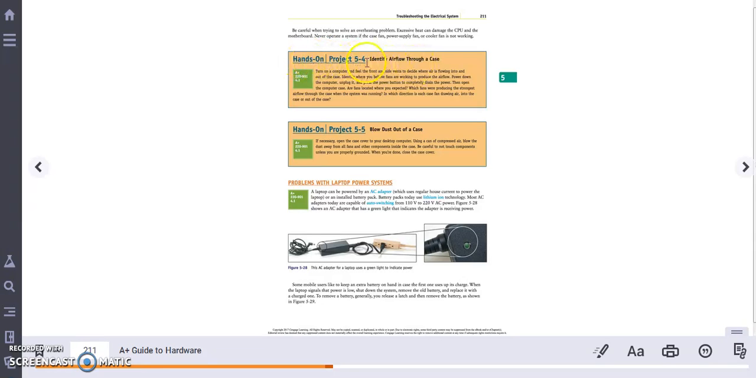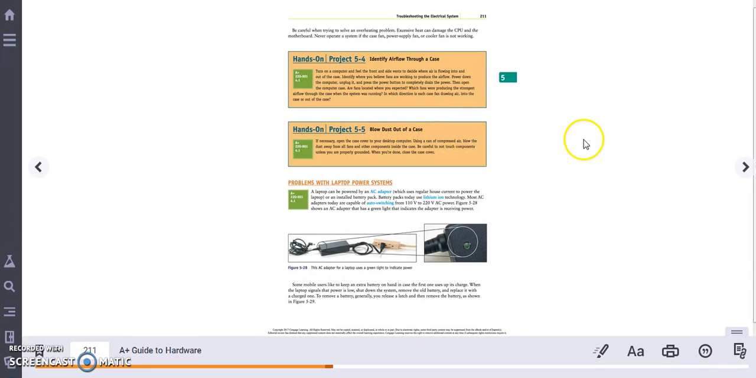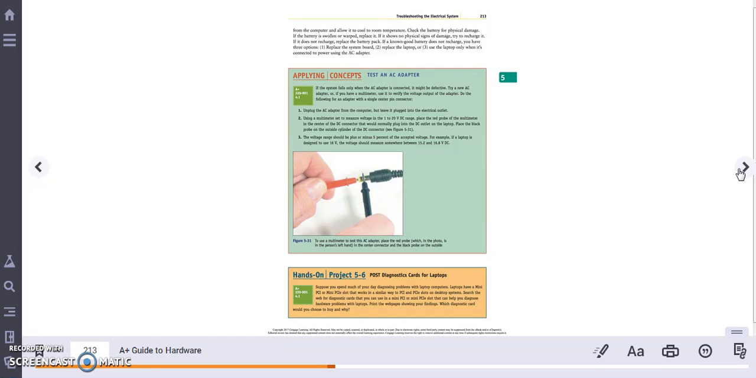Hands-on Project 5-4, identifying the airflow through a case. Hands-on Project 5-5 talks about blowing the dust out of a case. Very dirty. We don't like it. It's one of the few uses for canned air, in my opinion. Always do it outside. Test an AC adapter. Unless you know what you're doing, please just be very careful.